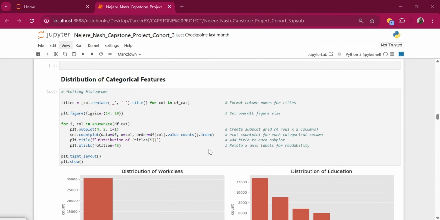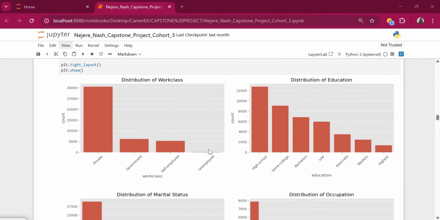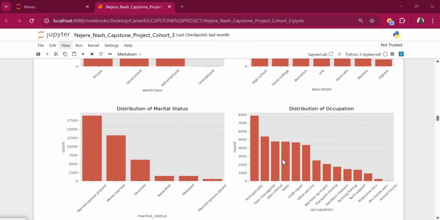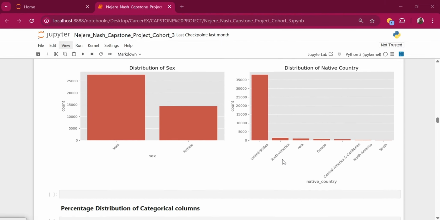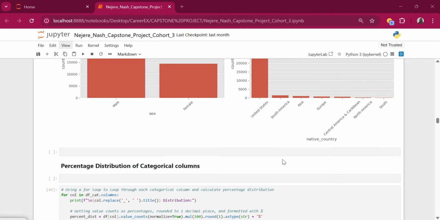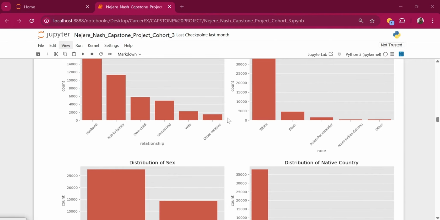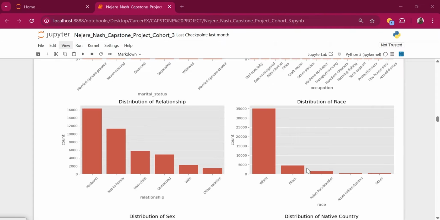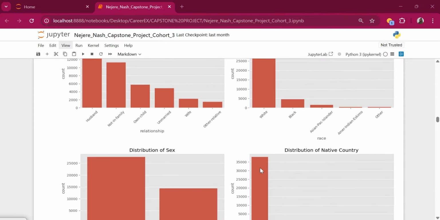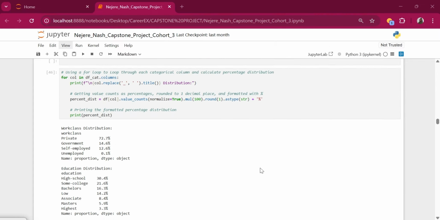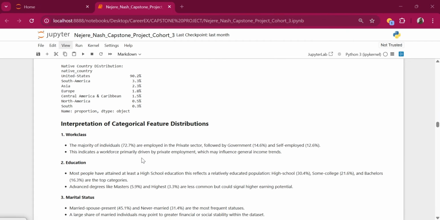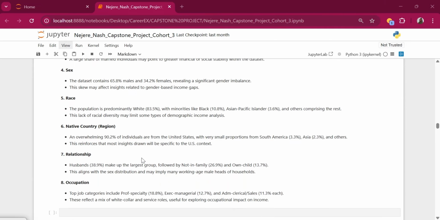Next, I went to view the distribution of the categorical columns. We can see that in work class, the majority is the private sector, and in education the majority is high school, followed by these. We can really see the distribution of these categorical columns. Another thing I did was to print out the percentage of the distributions of all of the categories in these features, because I wanted to add the percentages to the plots, but it just made the visualization not so interpretable. So I printed out the percentages separately, and we can then see the percentage of each category in all of these features. And then I stated the summary of my findings.